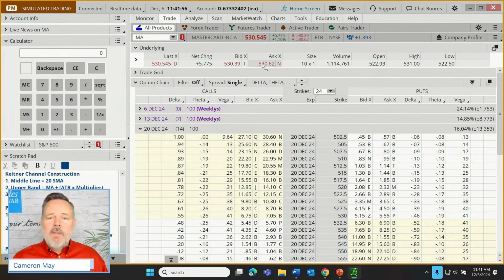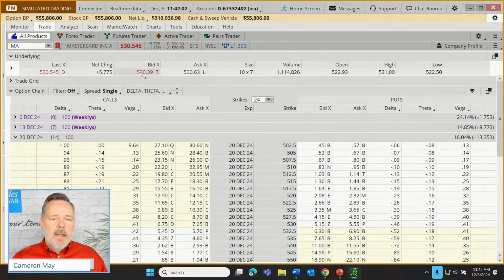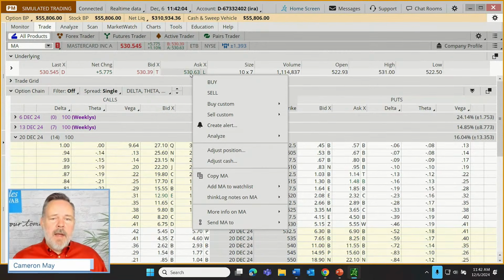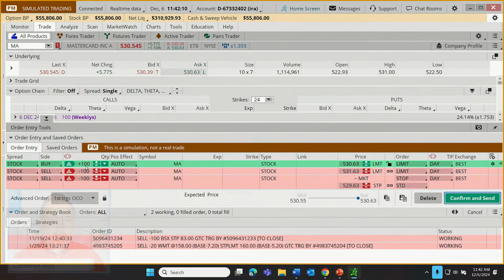if the trader's okay with that. So I'm going to right click here. I've just gone to the trade tab. Let's make sure I have the right symbol here. Let's right click on the ask price. It also works on the bid price, but we're going to put in a custom buy order with an OCO bracket. That puts in an order to buy a certain number of shares. Let's link these orders together so the quantities will match with the buy and the sell.